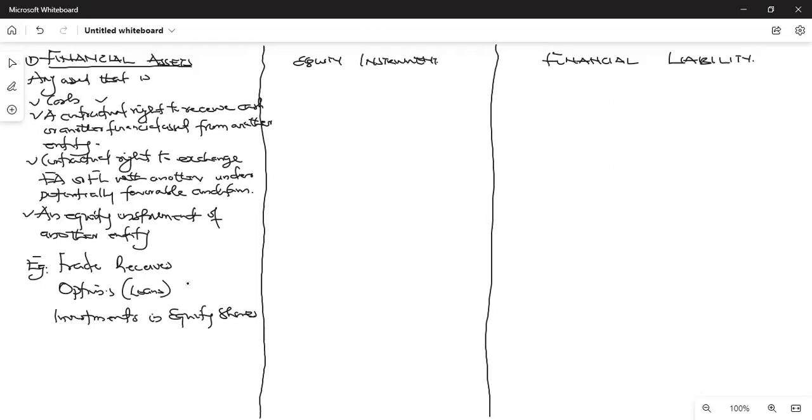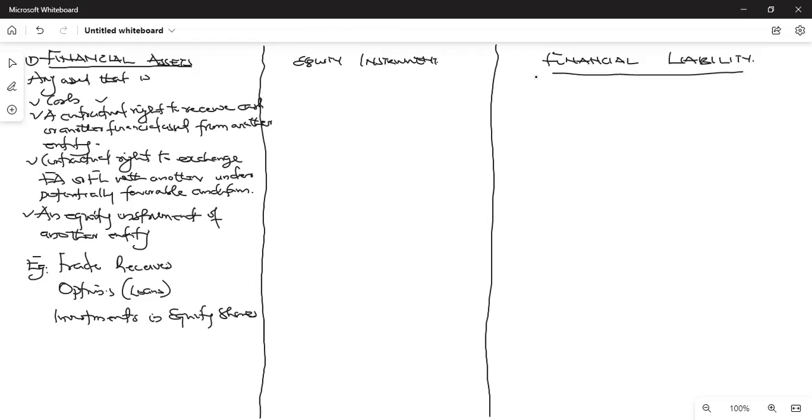Now, what is equity? Most of the time, if you want to talk about equity, it is best you talk about the liability, because the residual interest of an asset after its liability has been accounted for is the equity instrument. So we need to go on and understand what a financial liability is. The reverse of a financial asset is the liability.